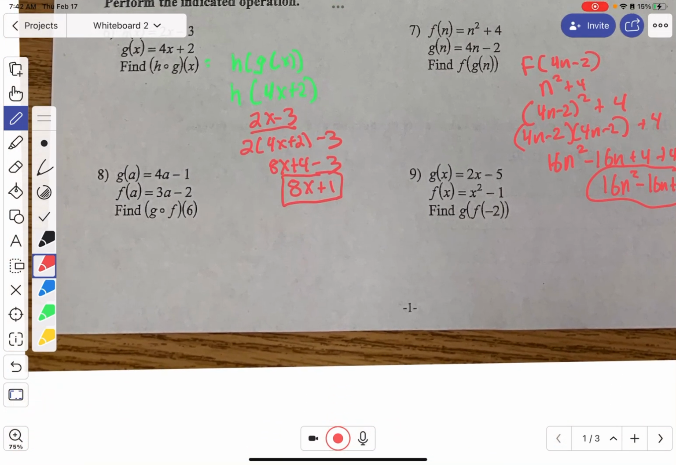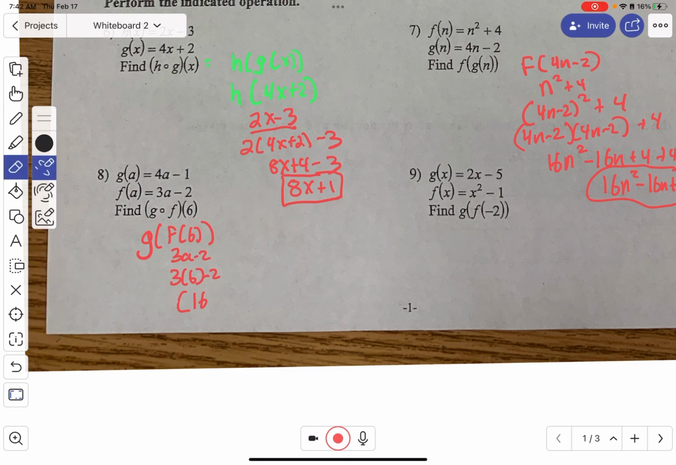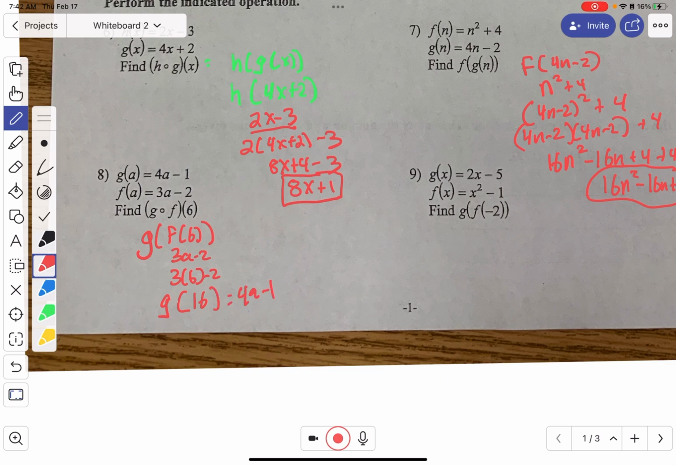Number 8, g of f of 6. So I'm going to find g of f of 6. My f function is 3a minus 2. So that would be 3 times 6 minus 2, which is 16. So then I have to find g of 16, not f of 16. The g function is 4a minus 1. So that'd be 4 times 16 minus 1, which is equal to 63.